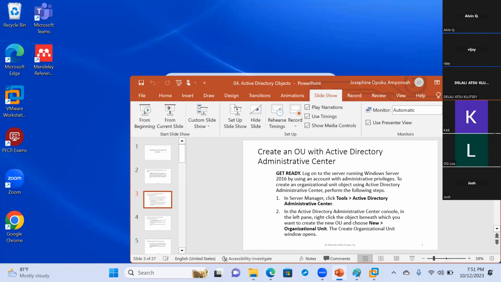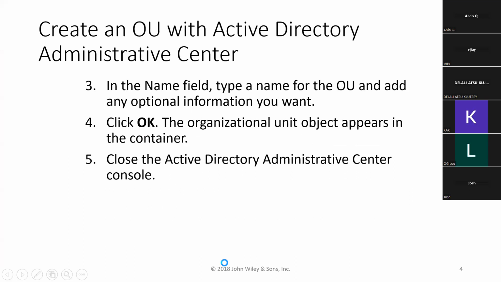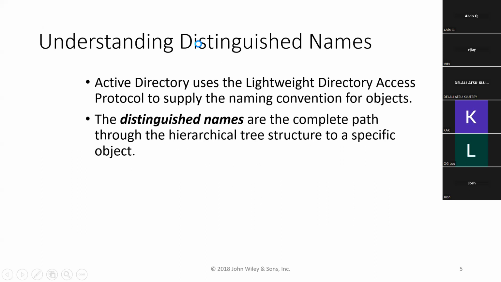Okay, so we are back here. So this is just giving you the steps in creating OUs. And I think we haven't done anything so far in the Active Directory Administrative Center. Don't worry, I'll open the Active Directory Administrative Center for you to see how things look over there. And then understanding distinguished names.